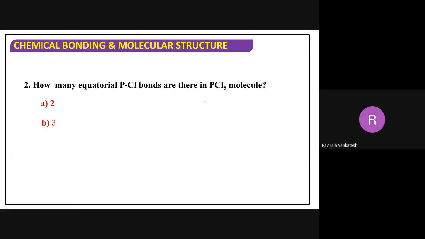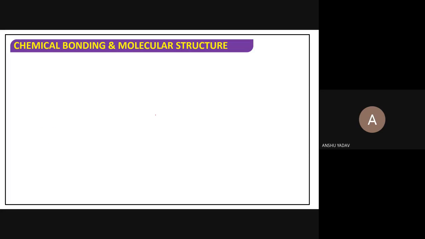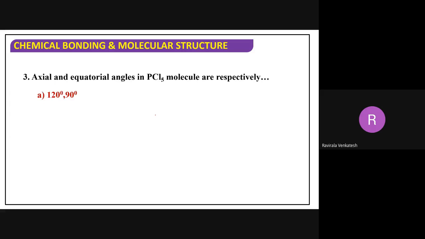How many equatorial bonds are there in PCl5? 3 are there. Right. Now, can you give the answer? Axial and equatorial angles in PCl5 molecule are respectively? What is the bond angle in axial, and what is the bond angle in equatorial? Sir, axial is 90 and equatorial is 120.